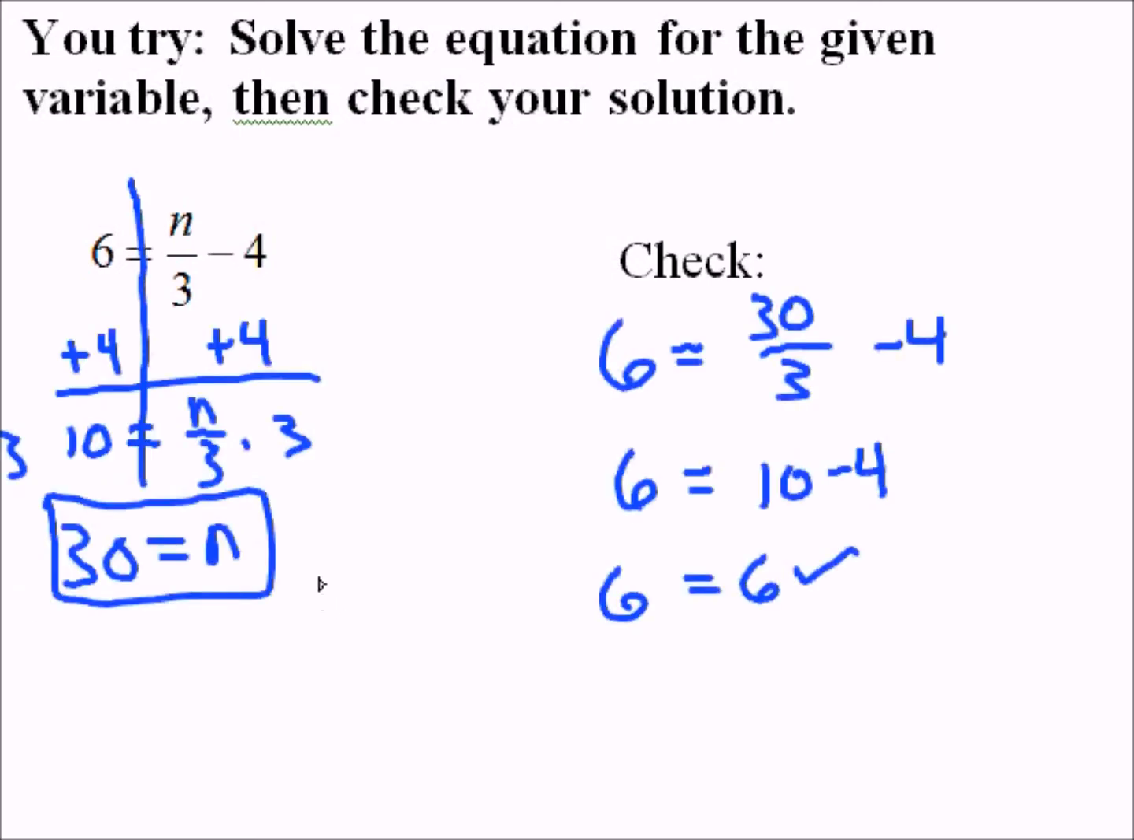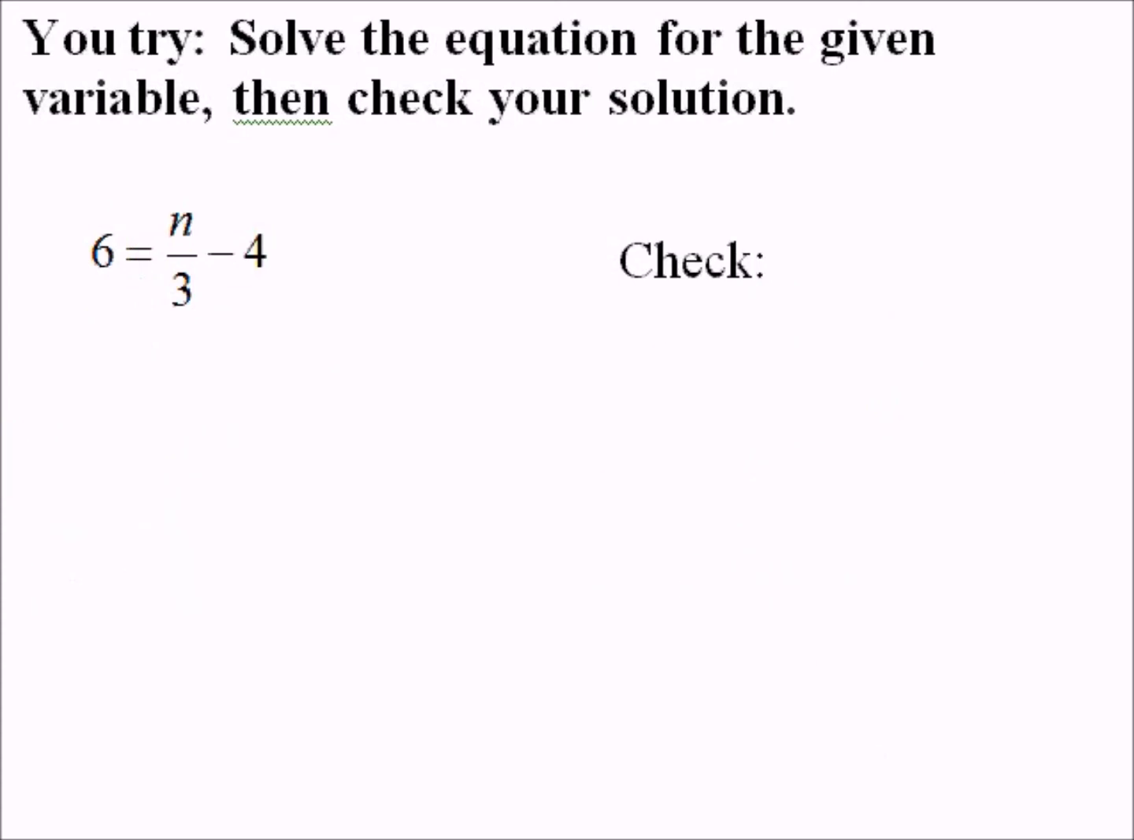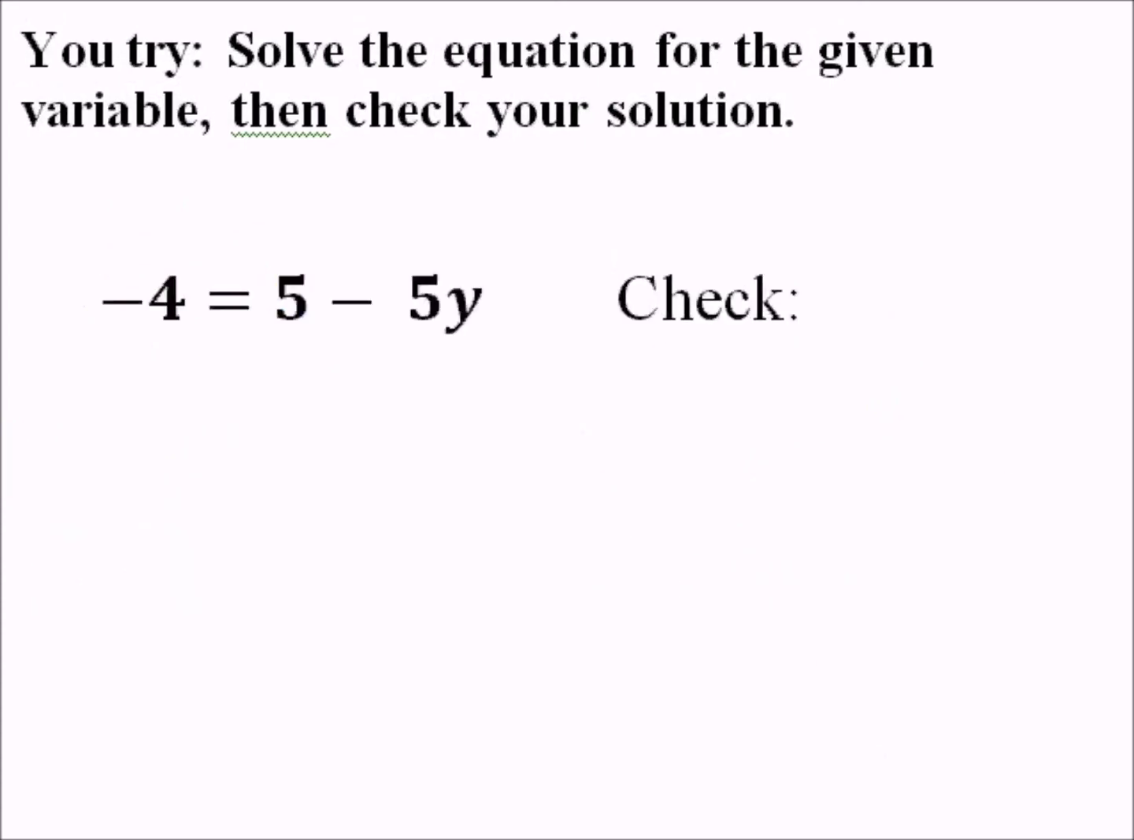Okay, I went ahead and worked it out. You should have added 4, then multiply both sides by 3, giving you n equals 30. And you'll find that in the end, when you substitute 30 back in for n, the solution does check out. Alright, the fourth problem, go ahead and work it out.